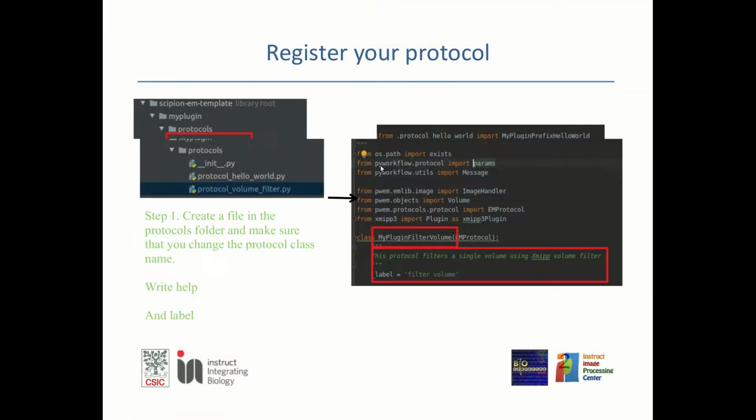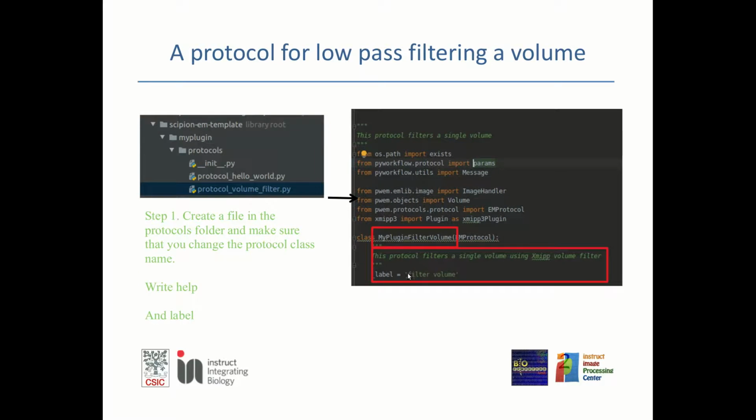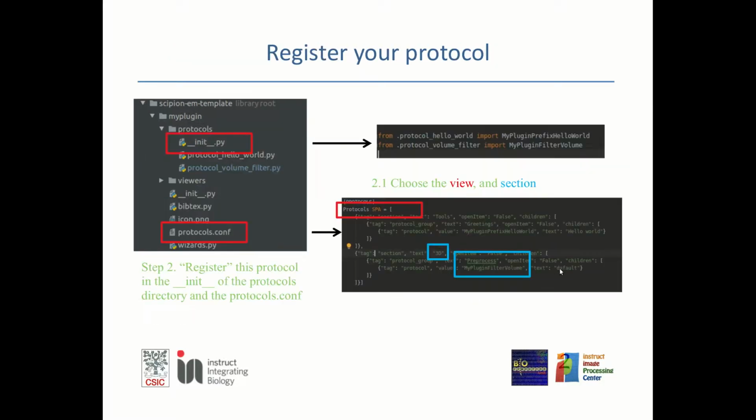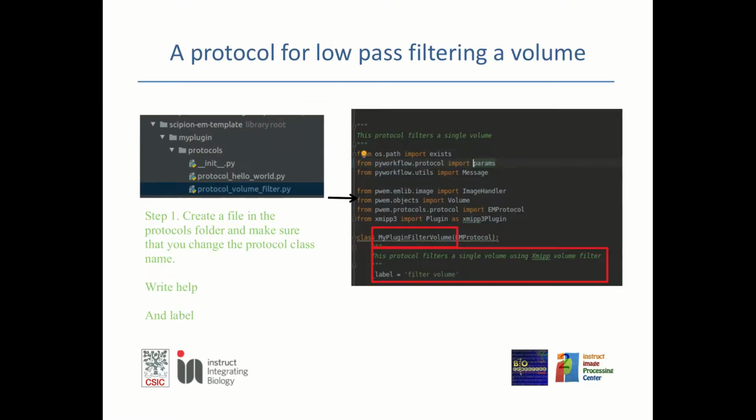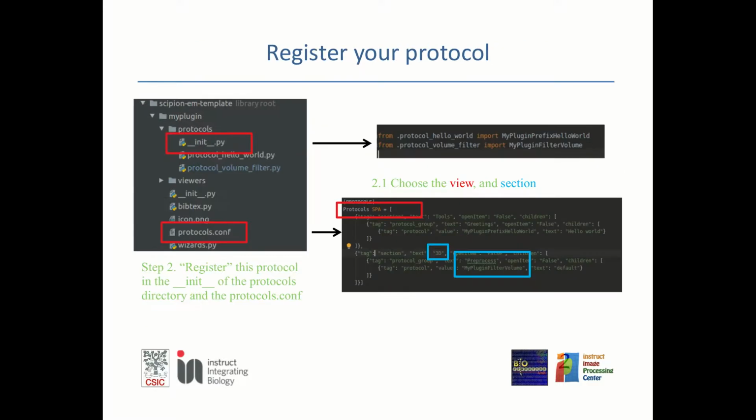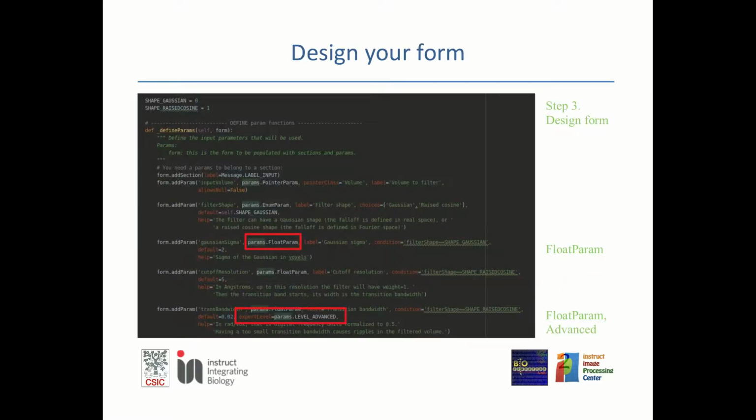So before we define our label, this label will also go into the menu. You can also give a specific label if you want, but using the default is good normally. So first step is to create the file, write the help, write the label, and change the class name. Second is to register this protocol into the Scipion environment. And then the next step typically is to design your form.